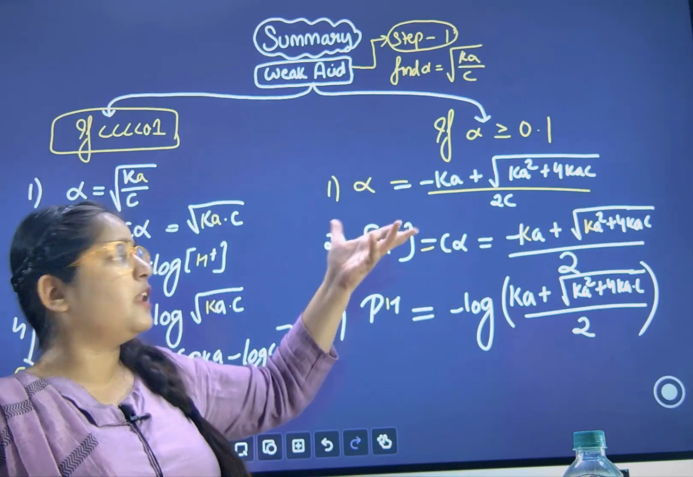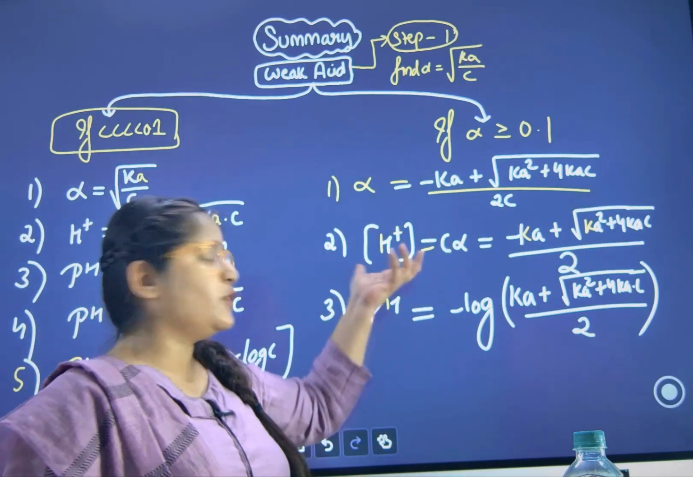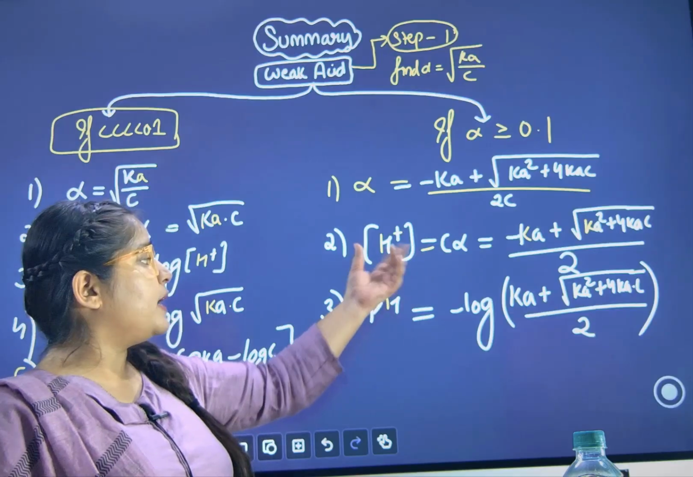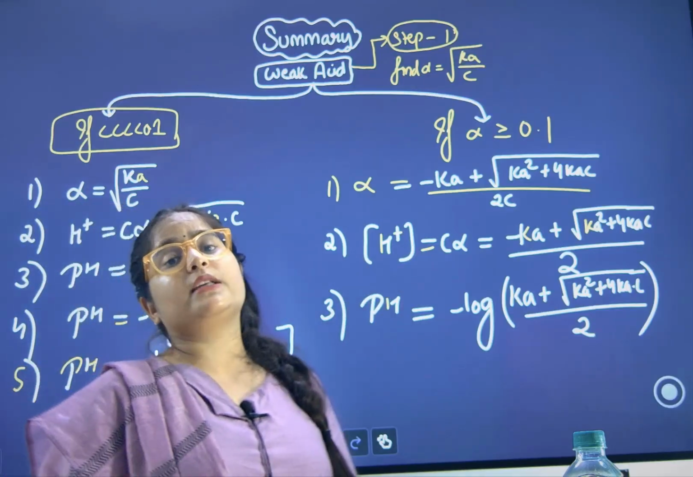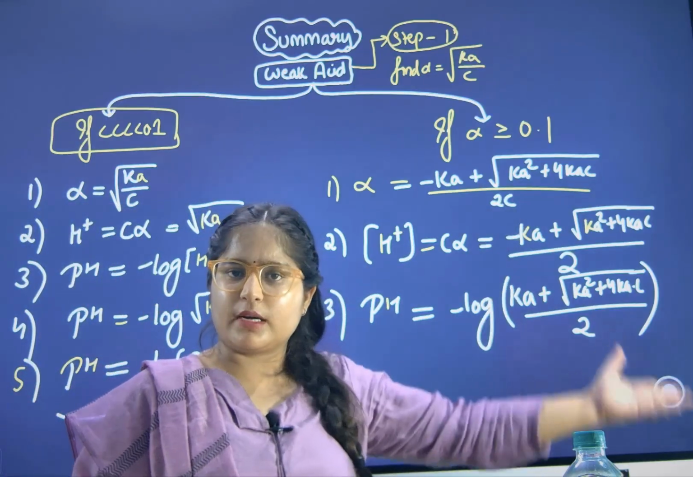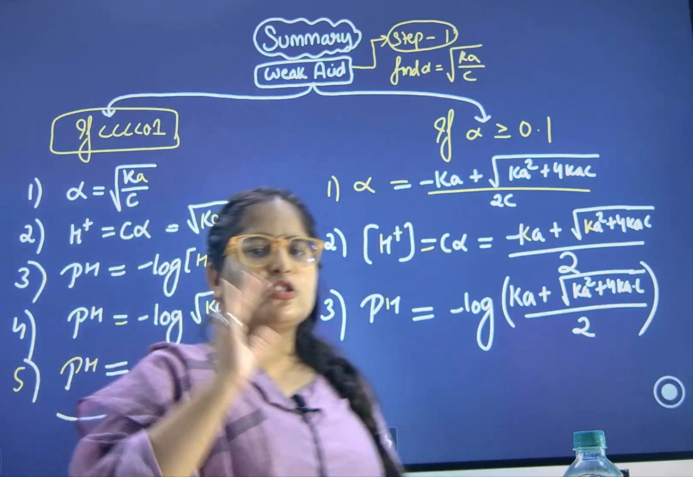Once you are done with alpha, calculate C alpha using the H+ formula, and once you know H+, use pH equals minus log H+ and calculate. No need to mug up all these three formulas. Let us solve one question.